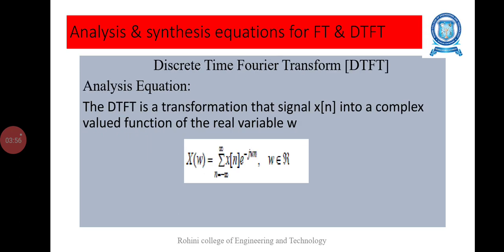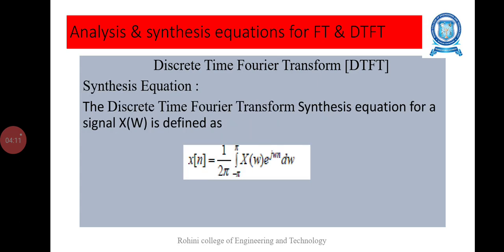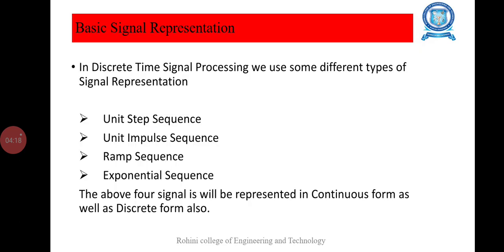Next is the discrete time Fourier transform analysis equation. The DTFT is a transformation that maps the signal x of n into a complex valued function of a real variable omega, and the analysis equation is shown below. Next is the synthesis equation. The discrete time Fourier transform synthesis equation of the signal x of omega is given by the equation shown below. Now we are going to the basic signal representation.